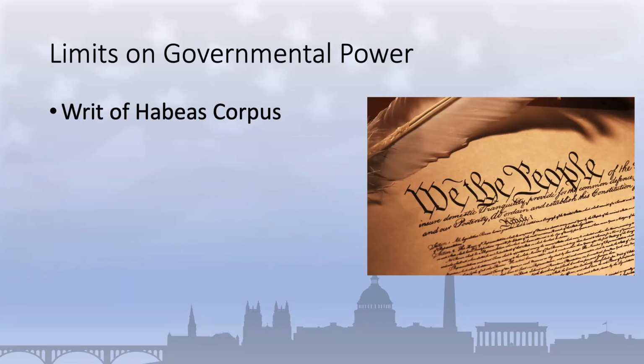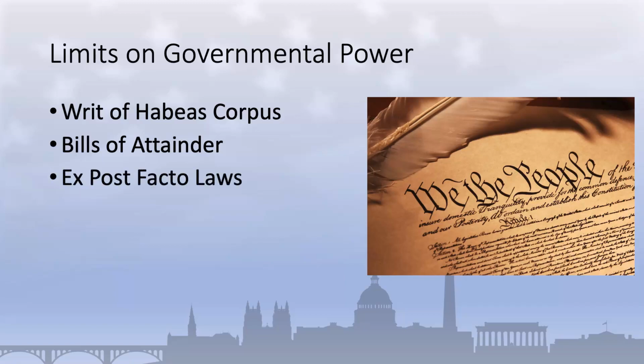Congress is also not permitted to pass bills of attainder, or laws that single out an individual or group for punishment without trial. The Constitution explicitly prohibits the federal government and the states from passing bills of attainder in Article 1, Section 9, Clause 3. Nor may Congress pass ex post facto laws, or laws that retroactively criminalize conduct that was legal when it occurred, or increase the punishment for conduct that was legal when it occurred. The U.S. Constitution explicitly prohibits the federal government and the states from passing ex post facto laws in Article 1, Section 9, Clause 3.